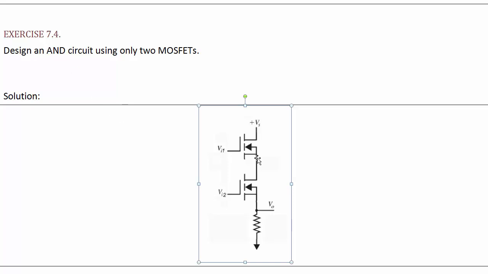Why is this an AND gate? Well, it uses two MOSFETs. Check. Does it implement an AND function? If they're both high, then it pulls it up to Vs. If any one of them is low, though, then this can't conduct, and so VO goes to ground because these MOSFET resistances are dominant over this resistance here.